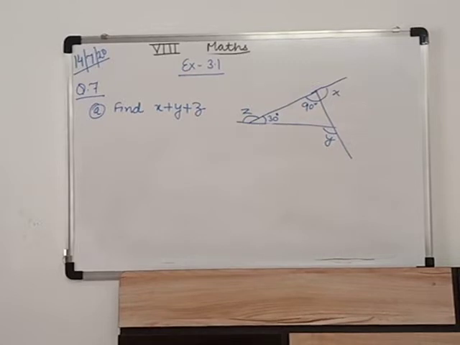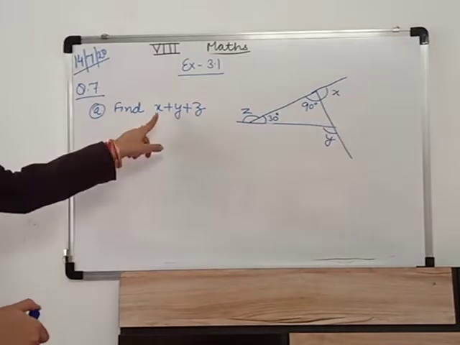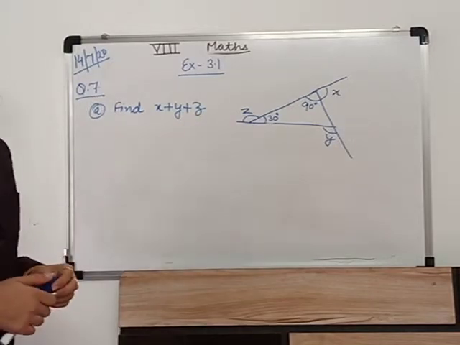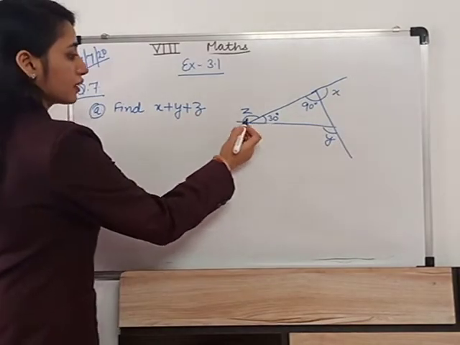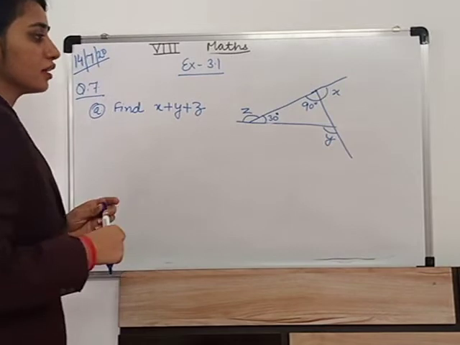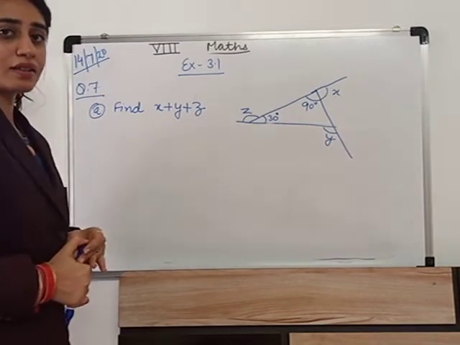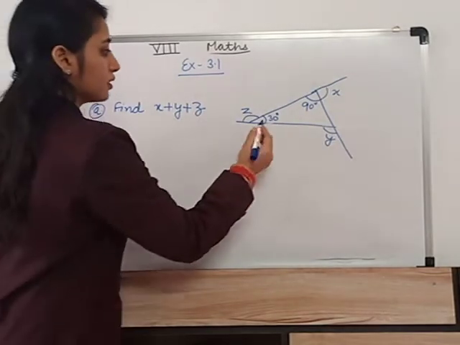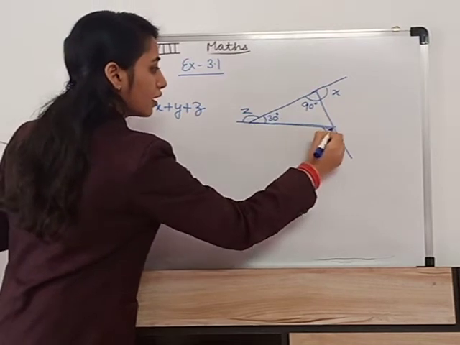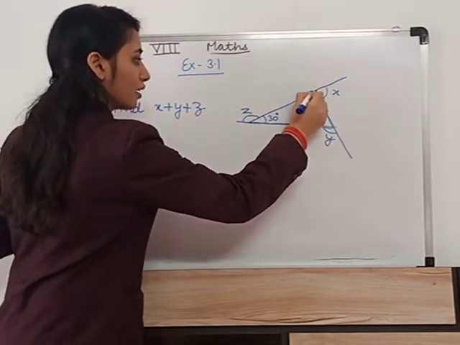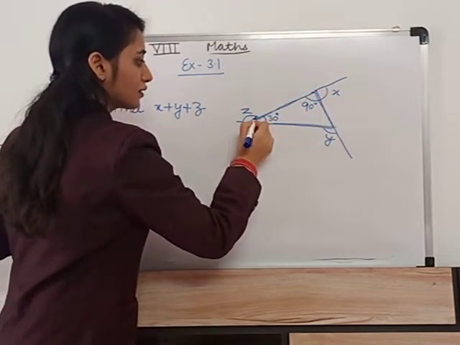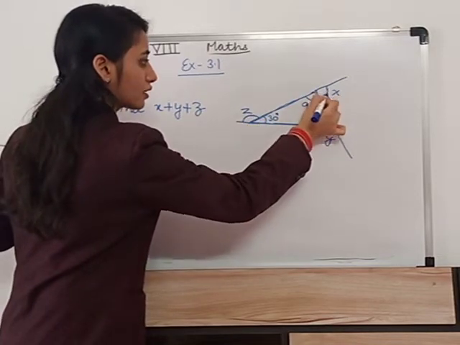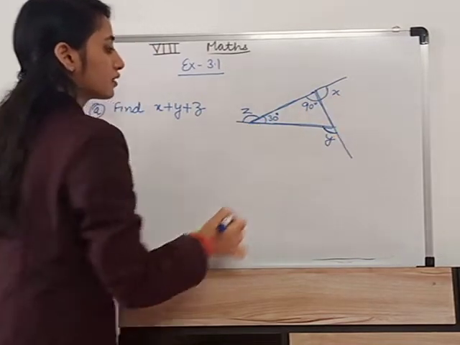In question number 7, one figure is given and we have to find the value of x plus y plus z. Three variables are here, x, y, and z. These all angles are exterior angles, meaning this is a triangle, and these angles lie outside of this triangle. These are exterior angles x, y, and z.